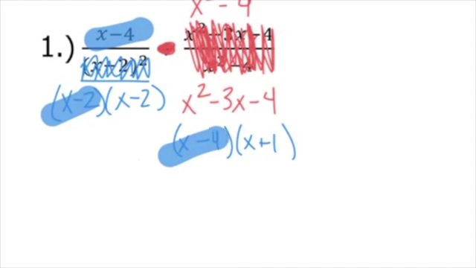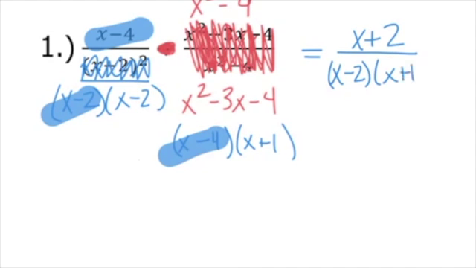And now that looks like that's really all I can do. So my solution, the only thing on top is the x plus 2, and on the bottom I have an x minus 2 and an x plus 1. So really, in summary, division and multiplication are the same thing. You just have to remember that in division you have to flip the fraction and change it to multiplication.